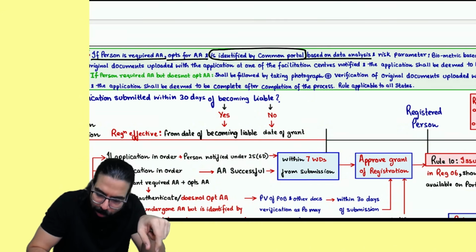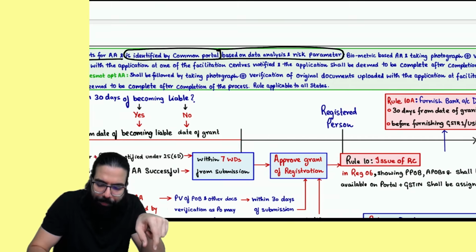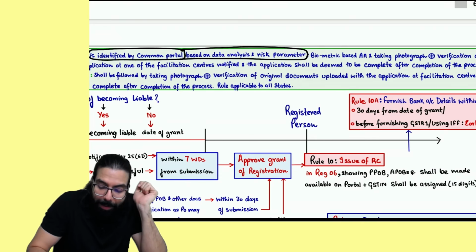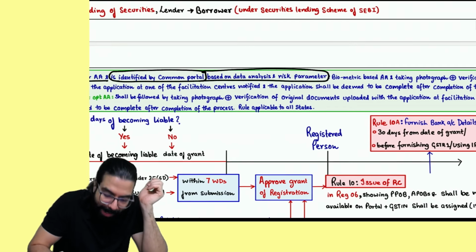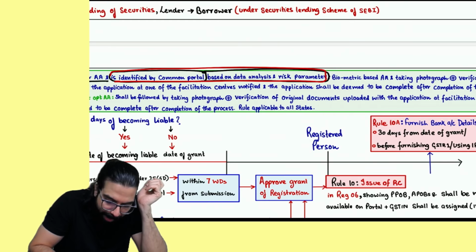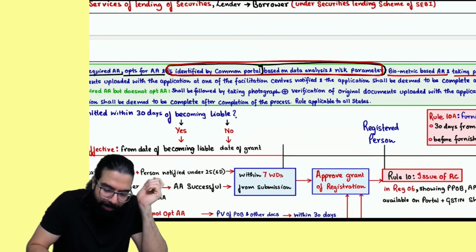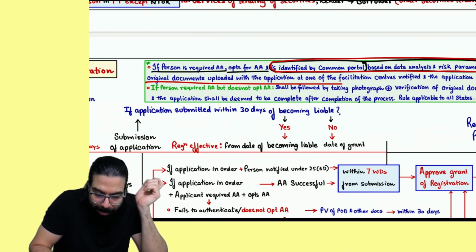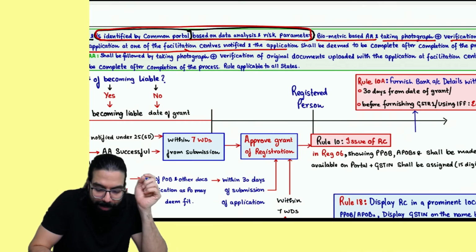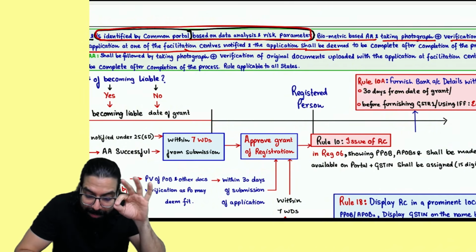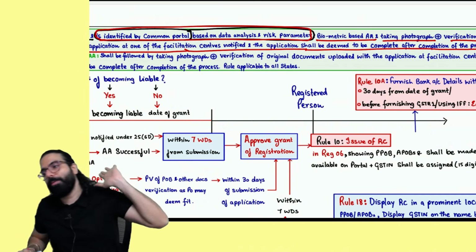common portal based on risk analysis and data analysis and risk parameter, then only if you are identified, remember one thing, only if you are identified, then you have to go for biometric and taking photograph and verification of the original document uploaded at one of the facilitation center which is notified, and application shall be deemed to be complete only after completion of that process.